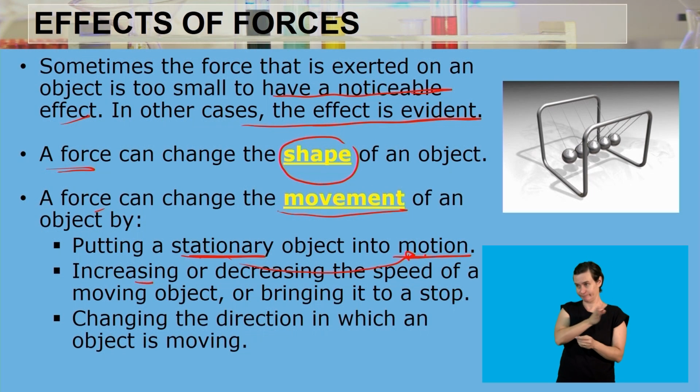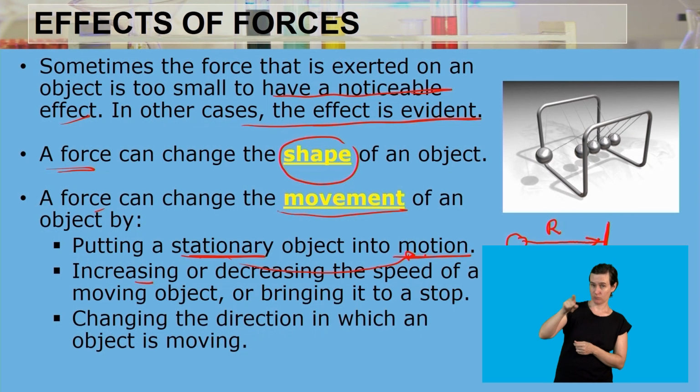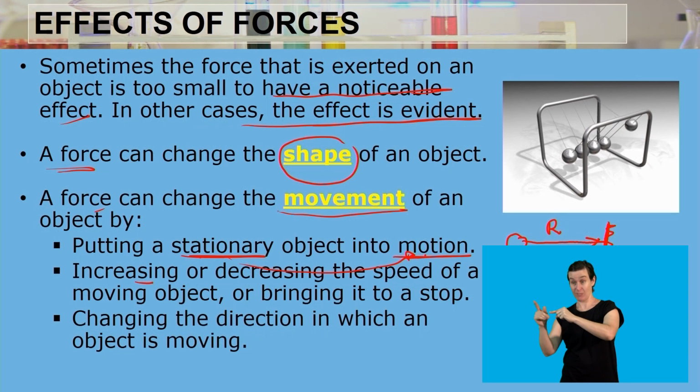So now, looking at the direction, the force can also change the direction at which the object is moving. So if we have a wall and a tennis ball is thrown towards the wall, the wall is going to apply a force onto the tennis ball. The tennis ball was going to the right, and then the wall applies a force onto the tennis ball, and the tennis ball will now bounce backwards and go to the left. So the force applied by the wall onto the tennis ball has changed the direction of the object.